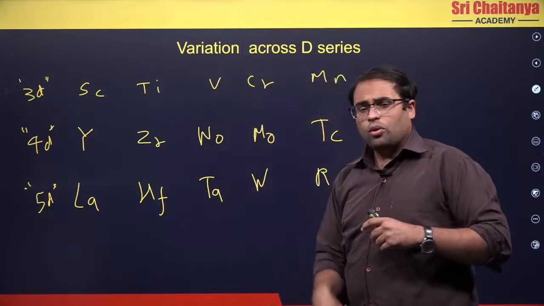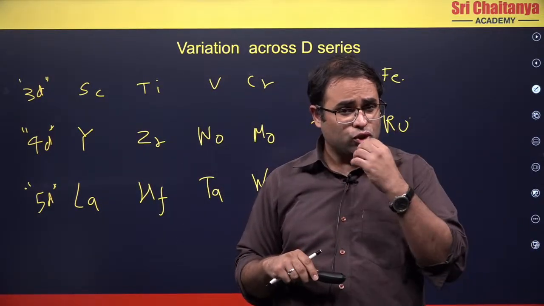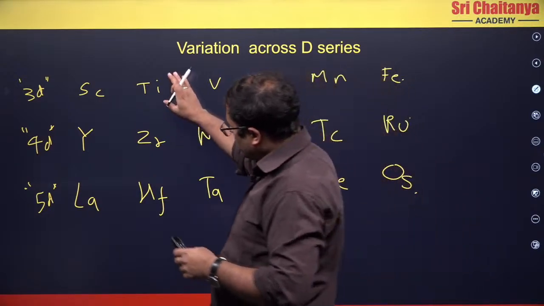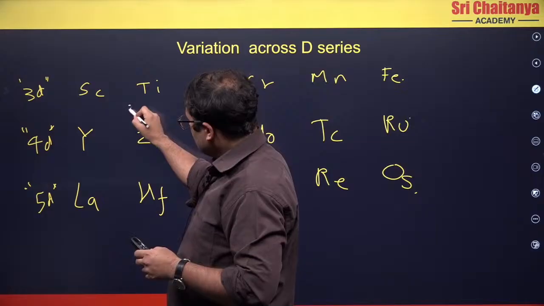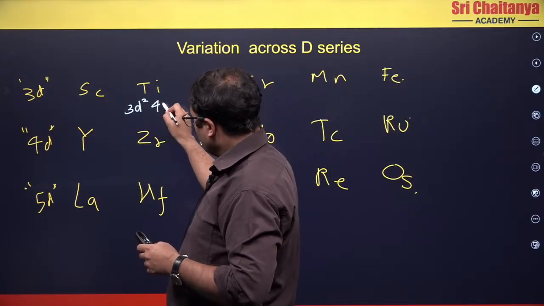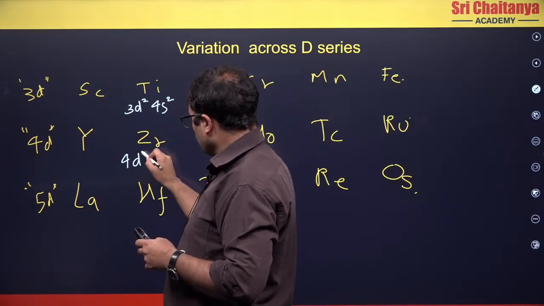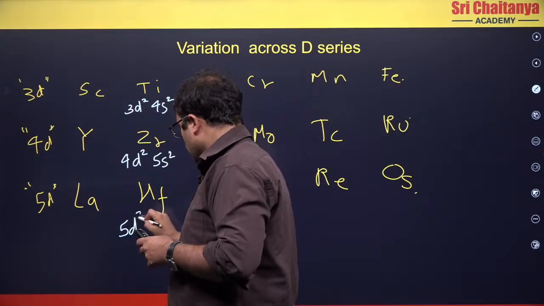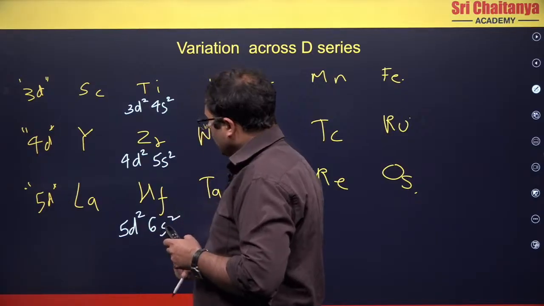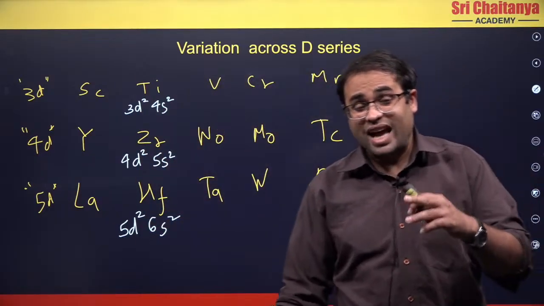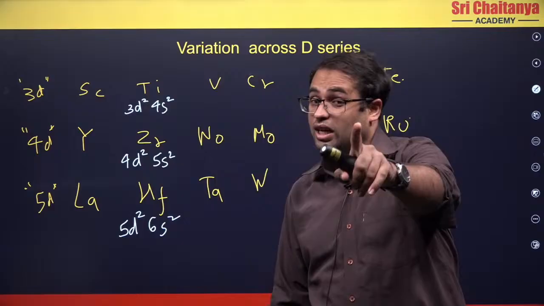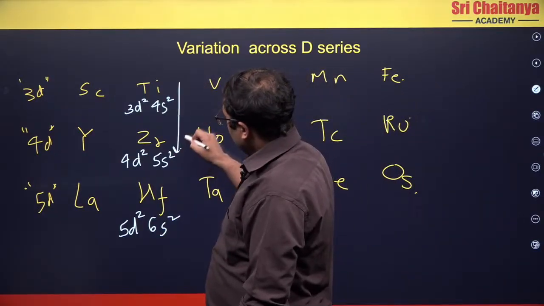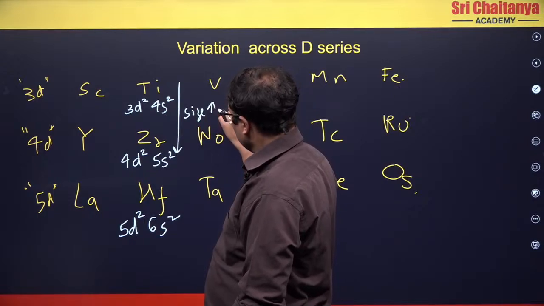Normally, when you go down a group, what should happen? The size should increase, correct? Why should the size increase? Because let us take this example. This is 3d2, 4s2. This is 4d2, 5s2. This is 5d2, 6s2. Because the principal quantum number is increasing, the size should increase. But does it? Let's find out. Till here the size increases, no problem here.